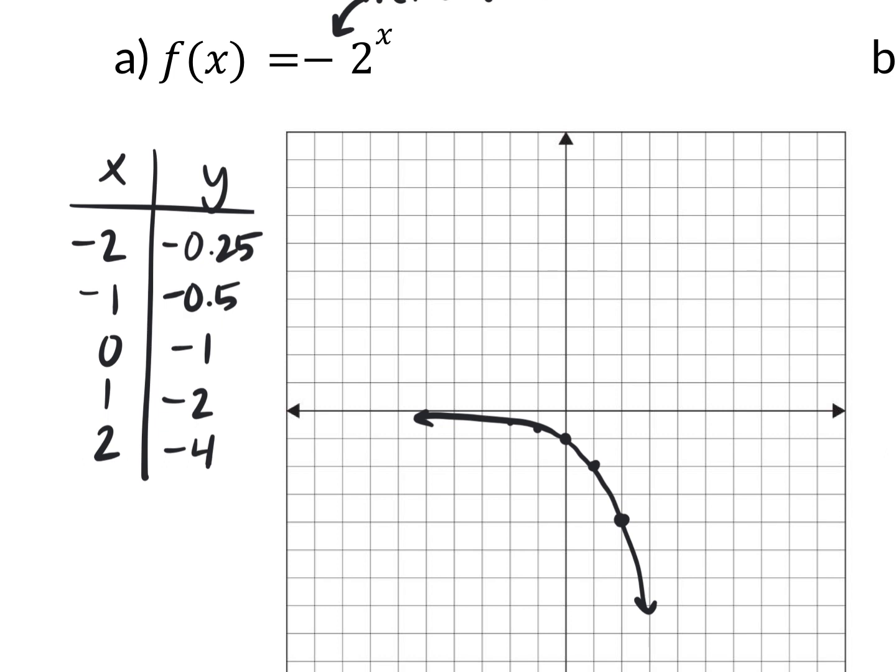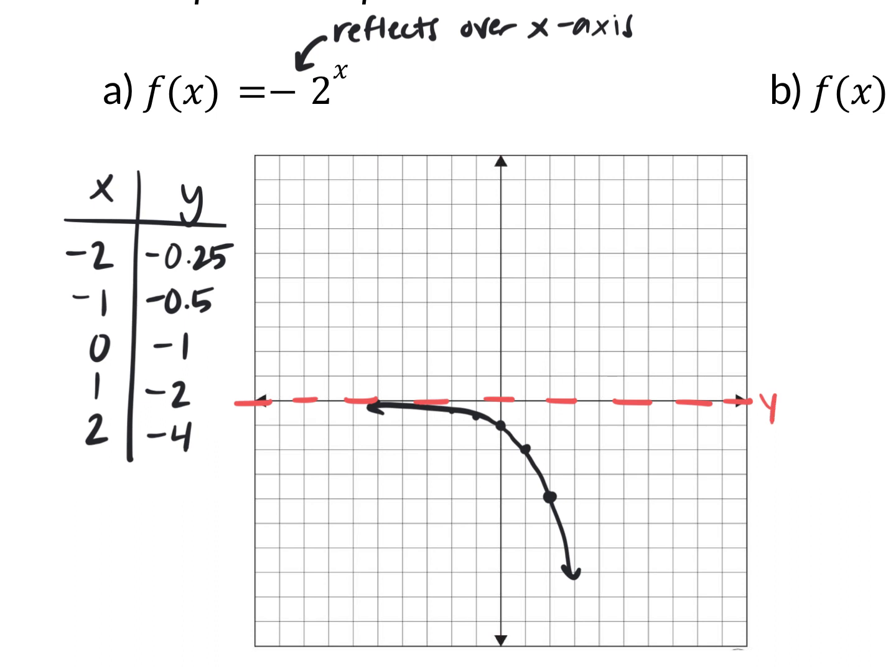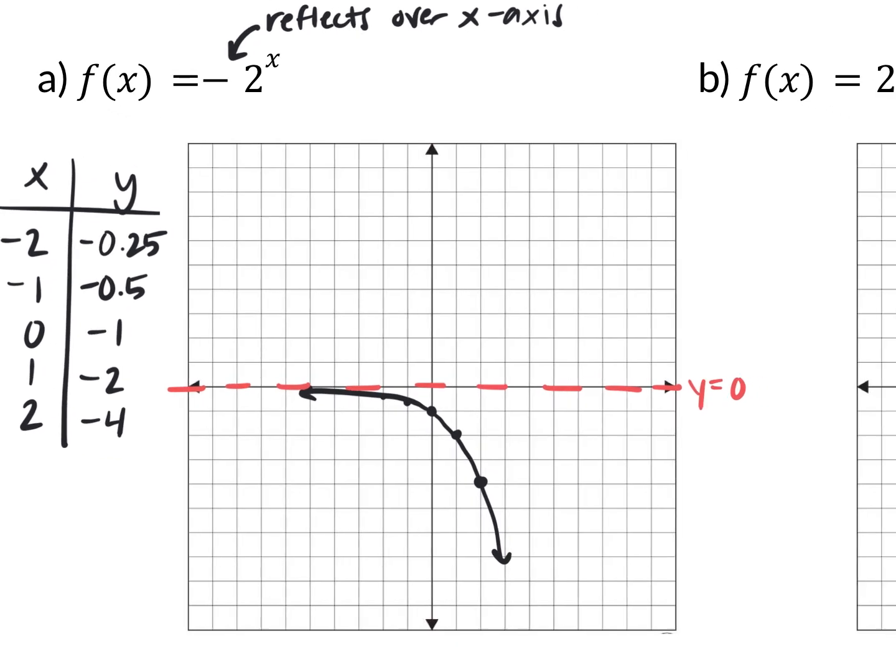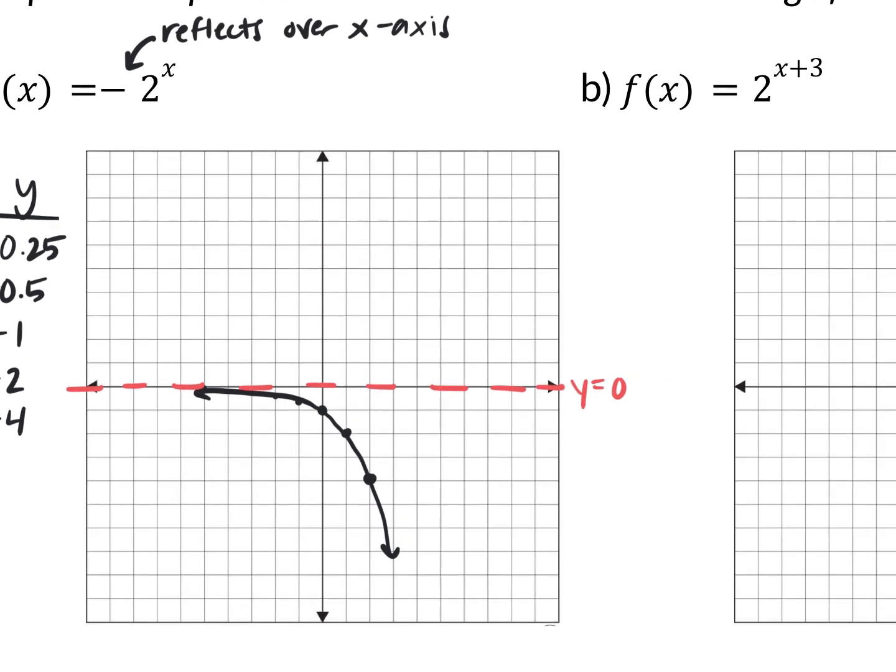And I still need to draw my asymptote in there. Did it shift up or down at all? No, so I'm going to still have my horizontal asymptote at y equals 0. Feeling okay so far? Cool. All right, next one, letter B.